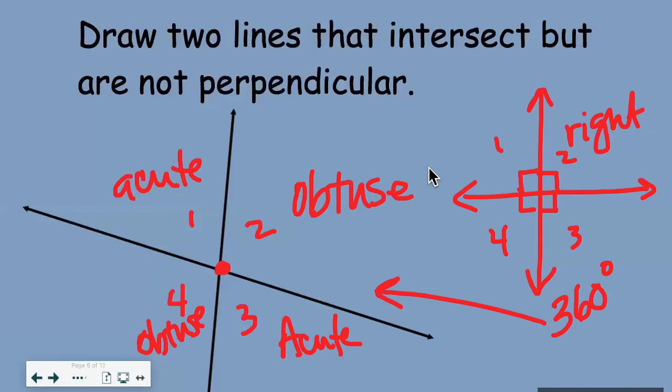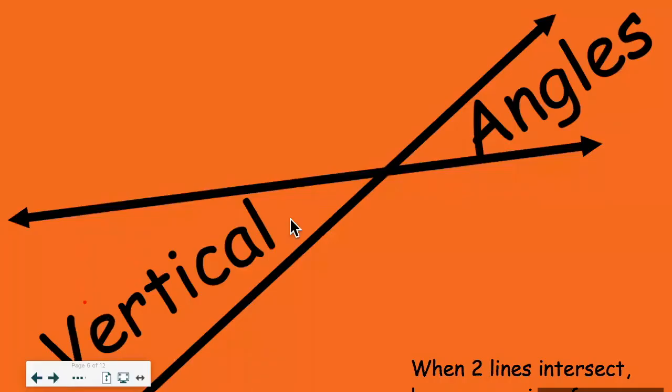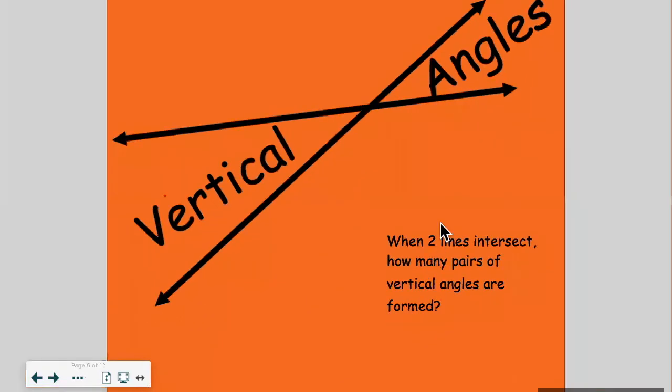And that is because they form a full circle. They form a full circle, right? The center of the circle, if you draw it correctly, would be that point of intersection, and the distance around the outside would be 360 degrees. There's relationships that exist with angles, and that's really what we're going to be talking about.